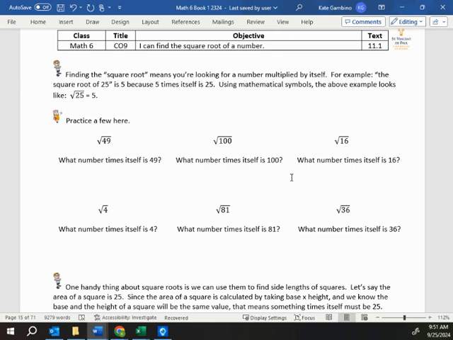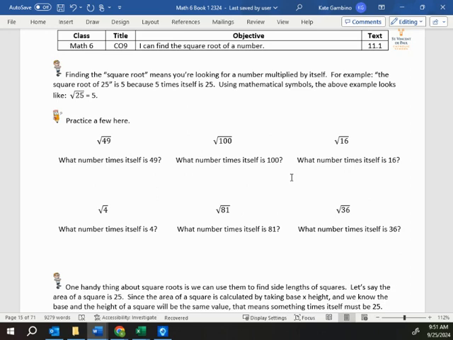So we're going to get the big number, and we're going to break it down to what number times itself would get us that number. So finding the square root means you're looking for a number multiplied by itself. For example, the square root of 25 is 5 because 5 times itself, 5 times 5, is 25.